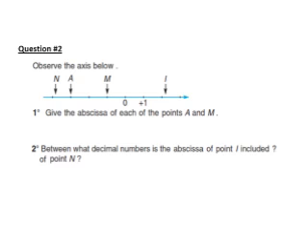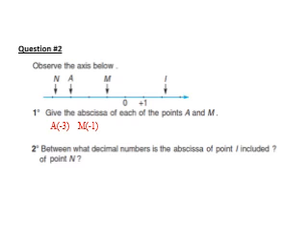Now question number 2, observe the axis below. I already have the points N, A, M and I located on the axis. You have to give me the abscissa of each of the points A and M. So A is to the left, so it's negative, and M, it's also to the left of O, so it's also negative. So A is negative 3 and M is negative 1.